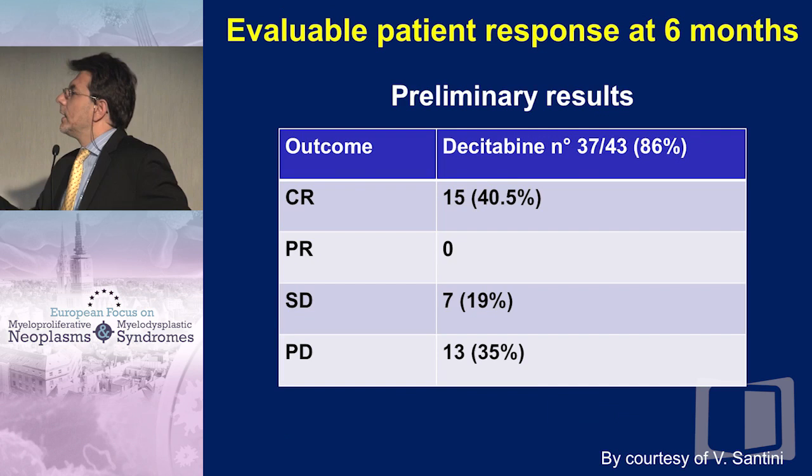And these are the preliminary results. Response at 6 months, as you see, the CR rate is 40%, which is very, very close to the French one, which was 38%, so this is very similar. And stable disease in 19% of patients and progression in 35% of the patients.